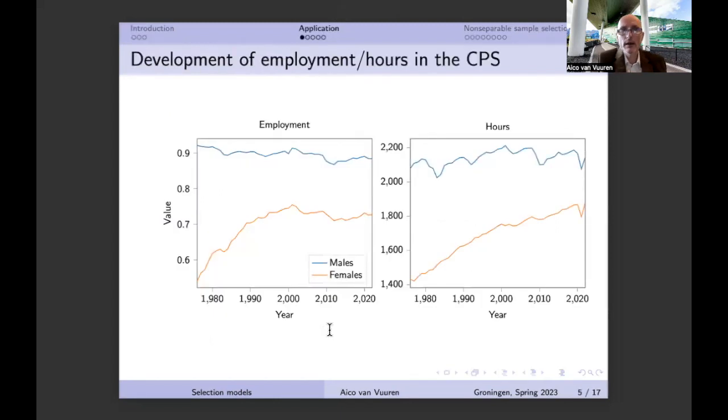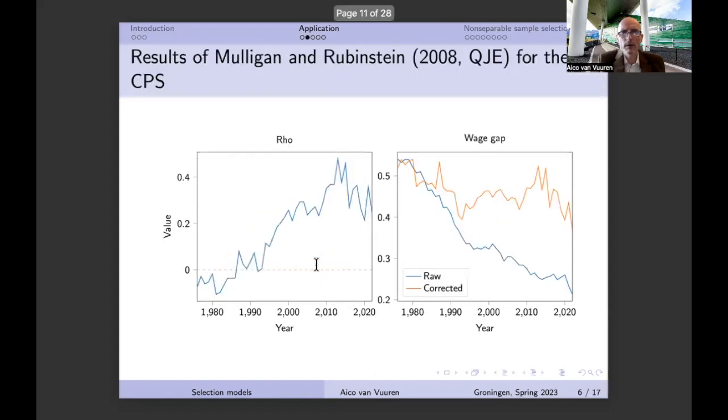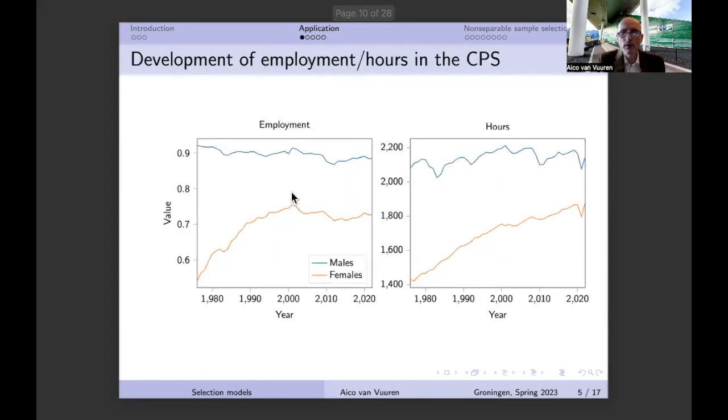I would like to go on now to the application. And the application ultimately is going to be from Mulligan and Rubinstein here on this slide that we have over here. But before I do that, I would like to look at a couple of things which are related to this. First of all, I have here at the left hand side the different levels of employment for both males and females. And at the right hand side, I have the number of working hours, also both for males and females.